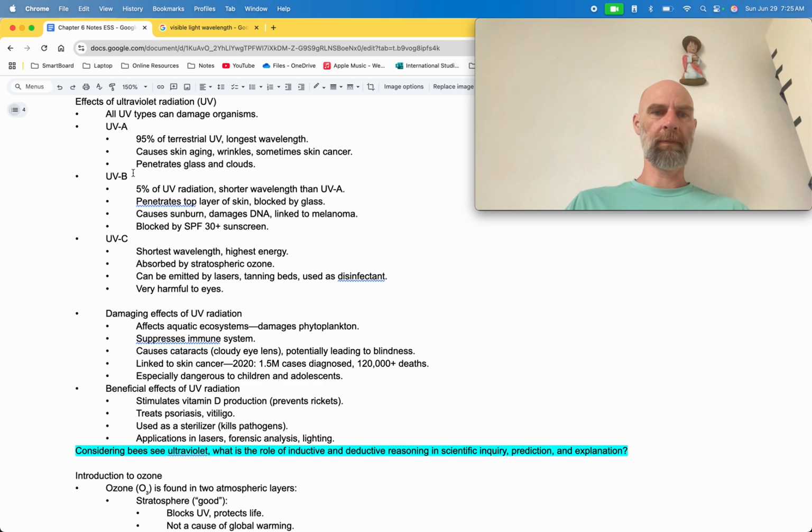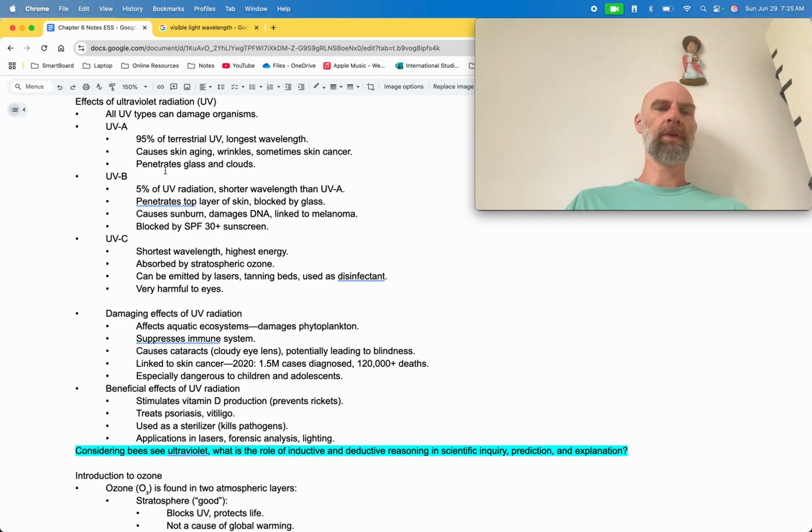UVB, alright. Oh, this one here. Causes skin aging, wrinkles, sometimes skin cancer. So, yeah. Penetrates glass and clouds. Goes right through. So you want to get glass that is UV protected, like for your eyes.